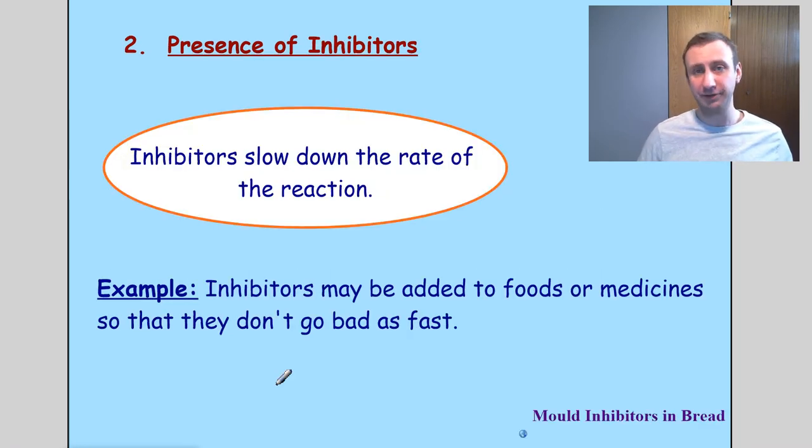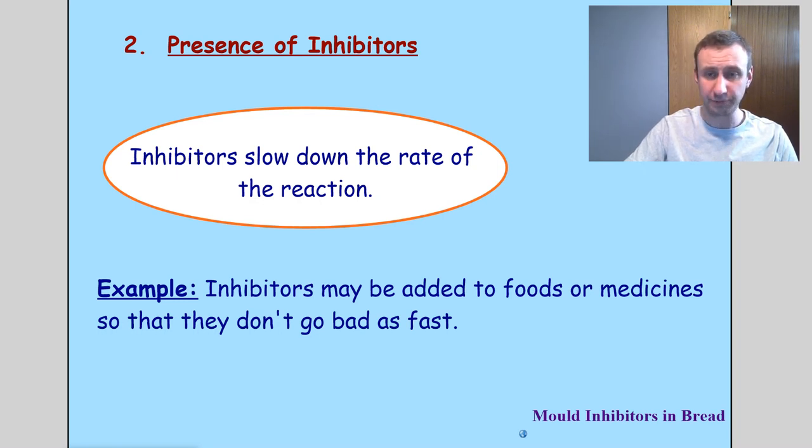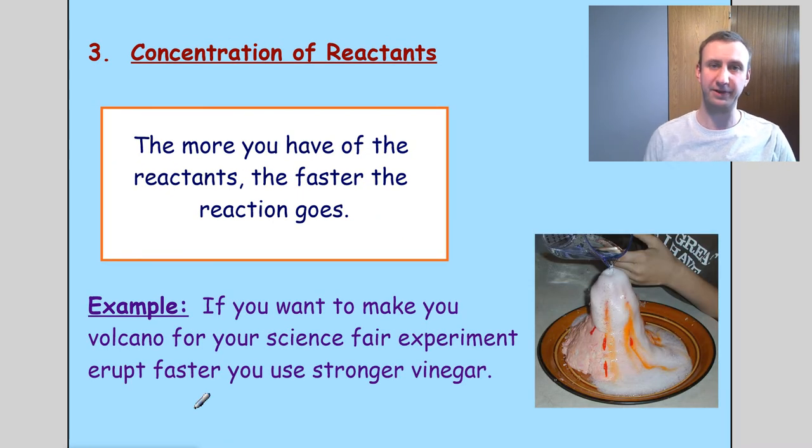Presence of inhibitors. An inhibitor is like the opposite of a catalyst. It will slow down a reaction with its presence. So essentially it makes a reactant less accessible to react. So inhibitors may be added to foods or medicines so that they don't go bad as fast. They stop a reaction from occurring, the breakdown, the decomposition, by essentially being there. So they inhibit the reaction from taking place. So preservatives are a great example, right? And then they inhibit basically molds and other things from breaking it down because that's all just chemical reactions. So they stop that from taking place.